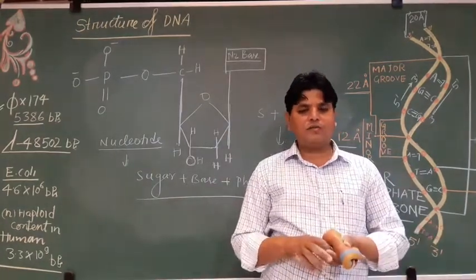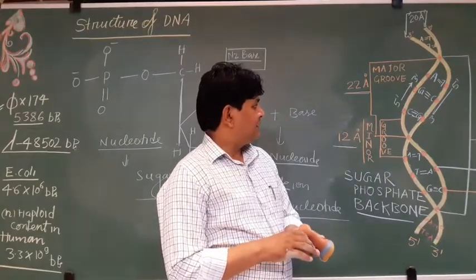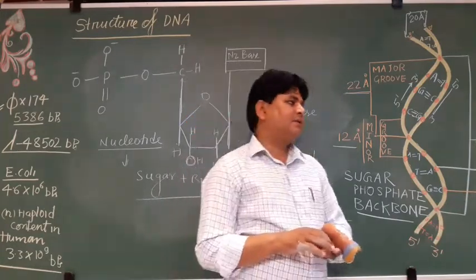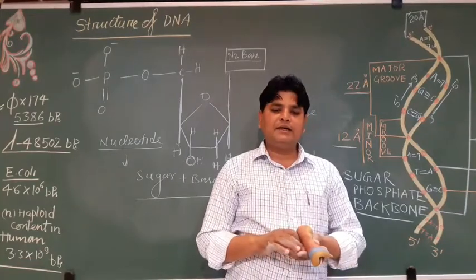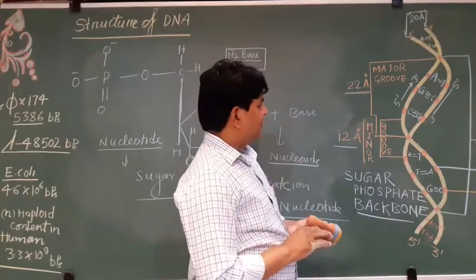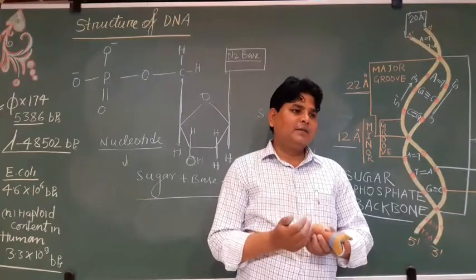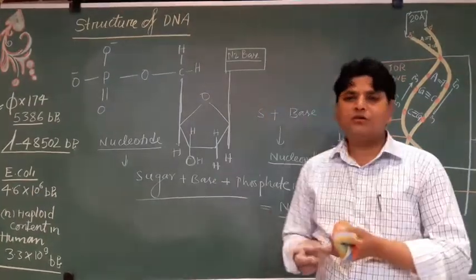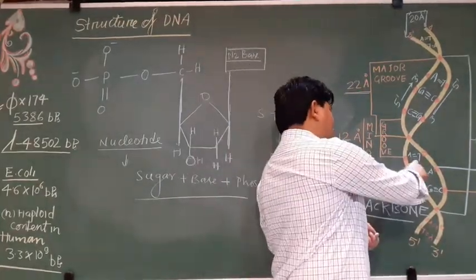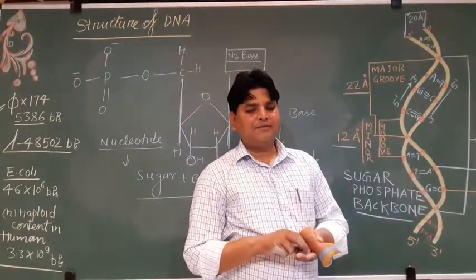So now we are going to talk about Erwin Chargaff's rules. Erwin Chargaff proposed only two rules. The first rule is that in any double-stranded DNA, the number of guanine units is equal to the number of cytosine units. On the other hand, the number of adenine units is always equal to thymine units. So this is the first rule of Chargaff.